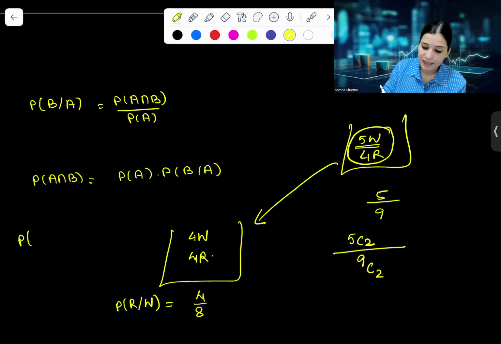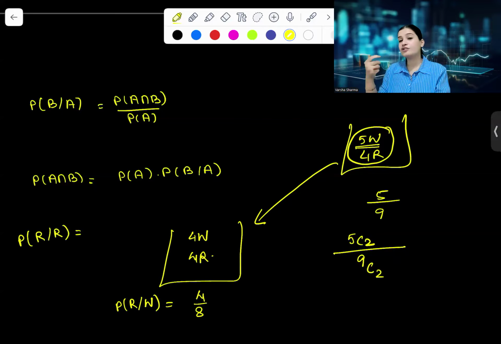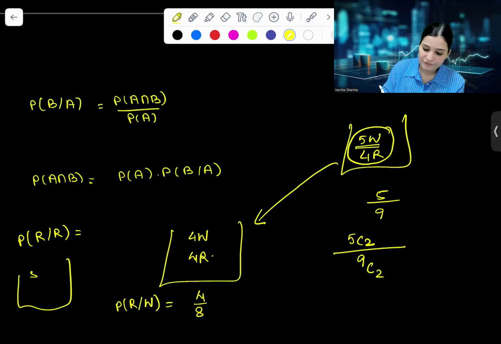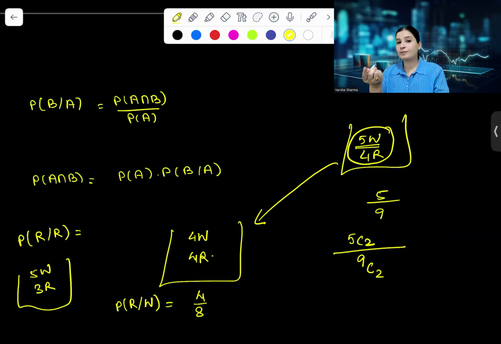If I had asked you the probability of red given that red was taken out, that is, if the first ball you took out was red in color, in that case, the bag would have been 5 white and 3 red. Now, from this, the probability of getting a red ball would be 3 by 8, right? So the probability of getting a red ball in the second pick will completely depend upon which colored ball you picked up in the first one. So, this is conditional probability.